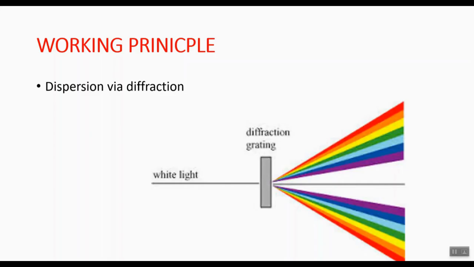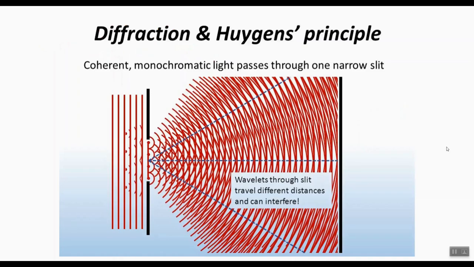The working principle here is the dispersion via diffraction. Here, the dispersion of the polychromatic light is done by a diffraction grating and using the phenomenon of diffraction, as different from that due to prism, which is based on the principle of refraction. In diffraction phenomena, waves emanating from different spatial points of the source interfere to give rise to a diffraction pattern on the screen.